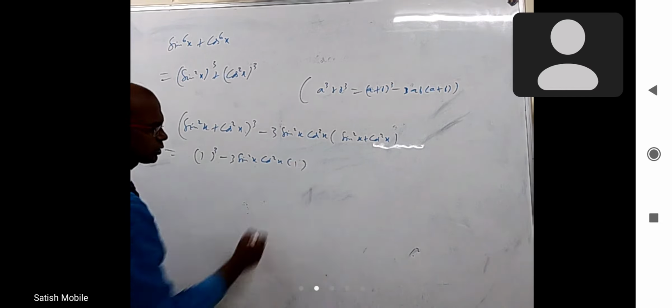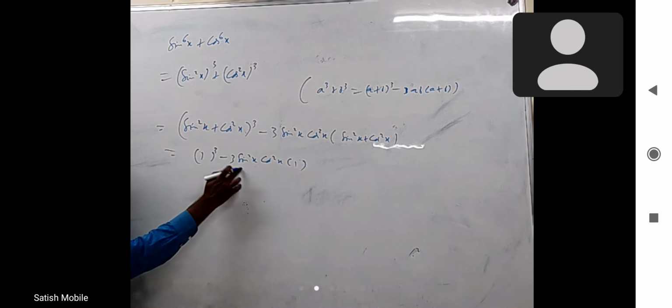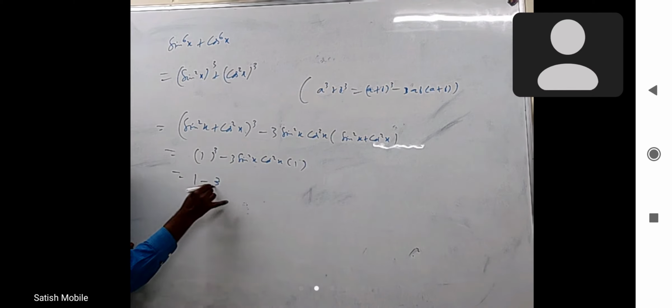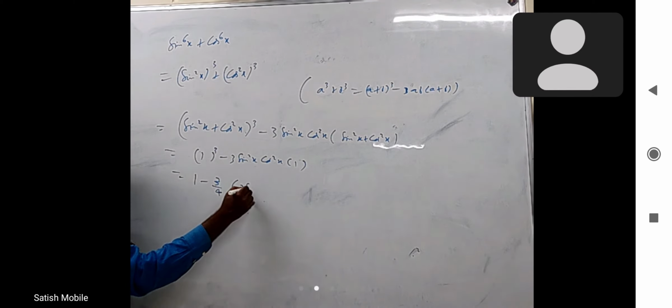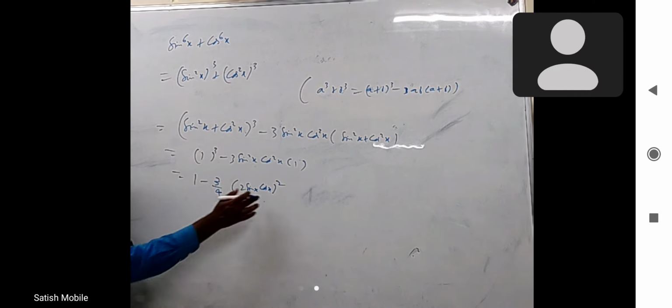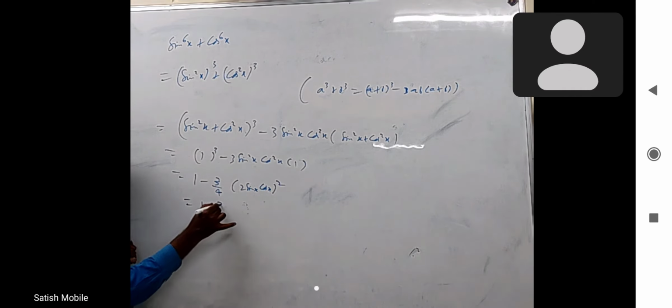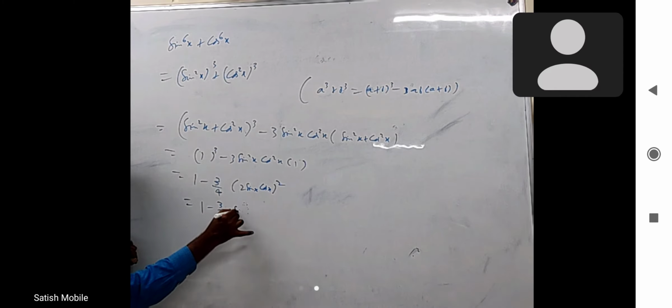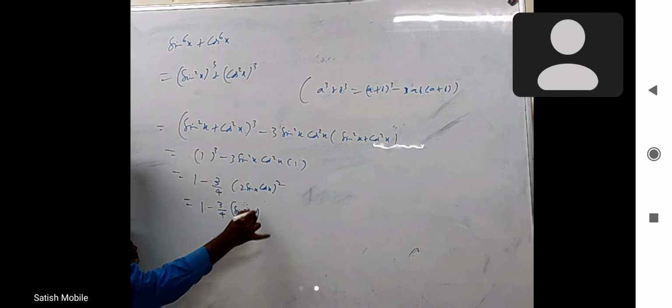This value is also 1. I will multiply and divide 4 here. I will get 1 minus 3 by 4 times (2 sin x cos x) whole square, and that is sin 2x. So 1 minus 3 by 4 sin 2x whole square.